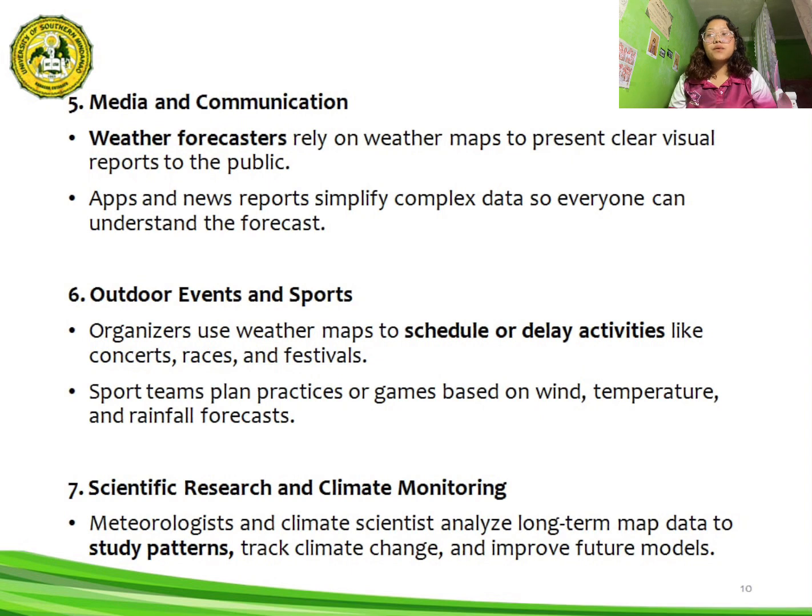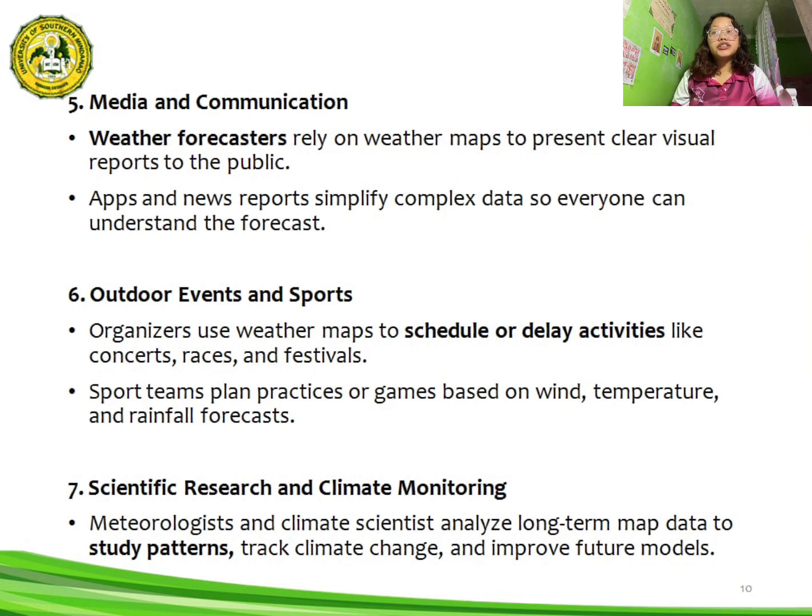Organizers use weather maps to schedule or delay activities like concerts, races, and festivals. Sports teams plan practices or games based on wind, temperature, and rainfall forecasts. And finally, scientific research and climate monitoring.